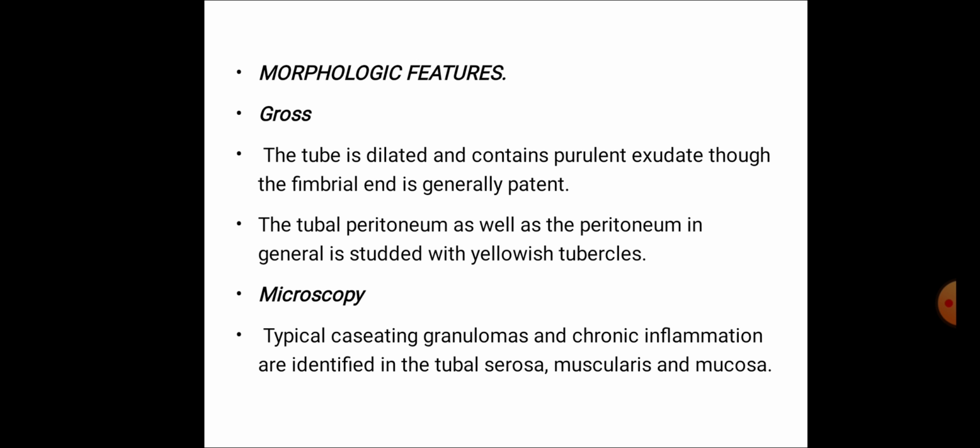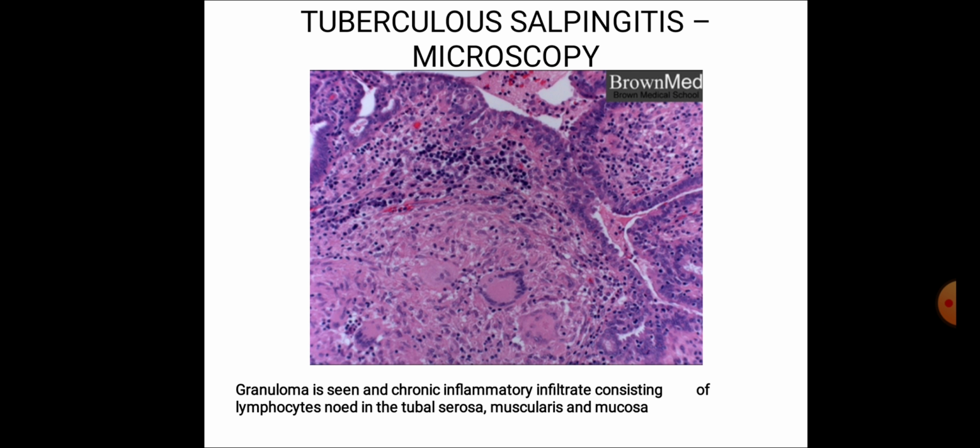Now coming to morphological features. Grossly, the tube is dilated and contains purulent exudate, though the fimbrial end is generally patent. The tubal peritoneum as well as the peritoneum in general is studded with yellowish tubercles. Microscopy, typical caseating granulomas and chronic inflammation are identified in tubal serosa, muscularis and mucosa. So this is a photomicrograph of tubercular salpingitis. Here you could see a granuloma and chronic inflammatory infiltrate consisting of lymphocytes is noted.